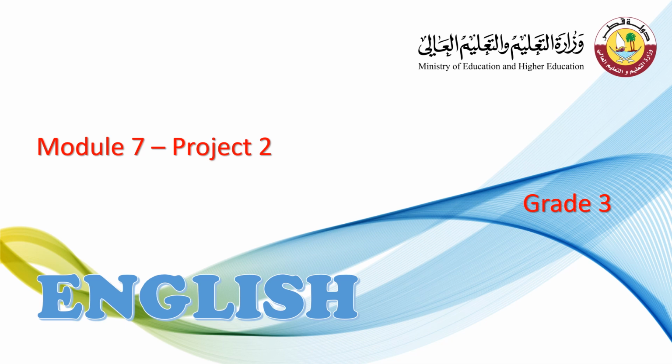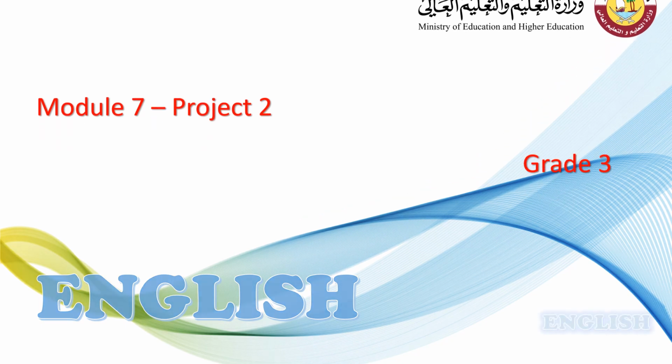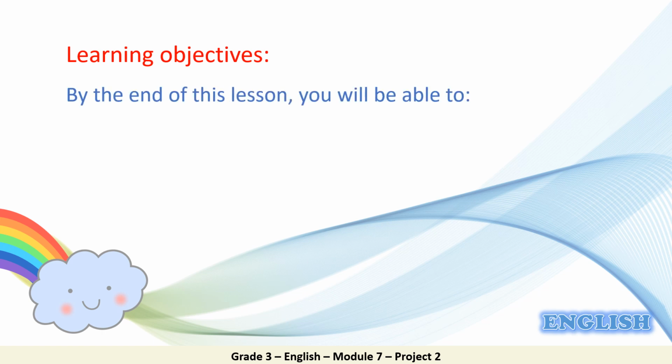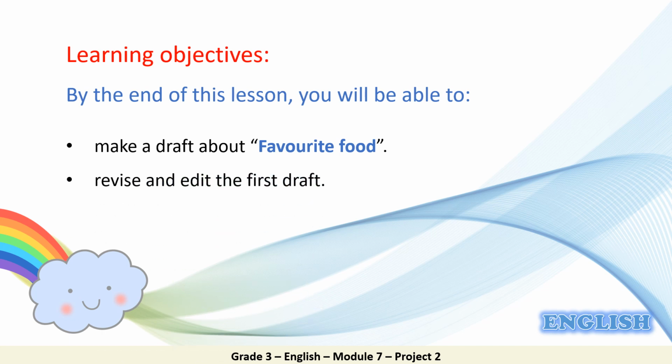Today, we will start the lesson Project, Part 2, from Module 7. Let's take a look at what we will be doing. By the end of this lesson, you will be able to make a draft about favorite food, revise and edit the first draft, and then you will write the final paragraph about favorite food.